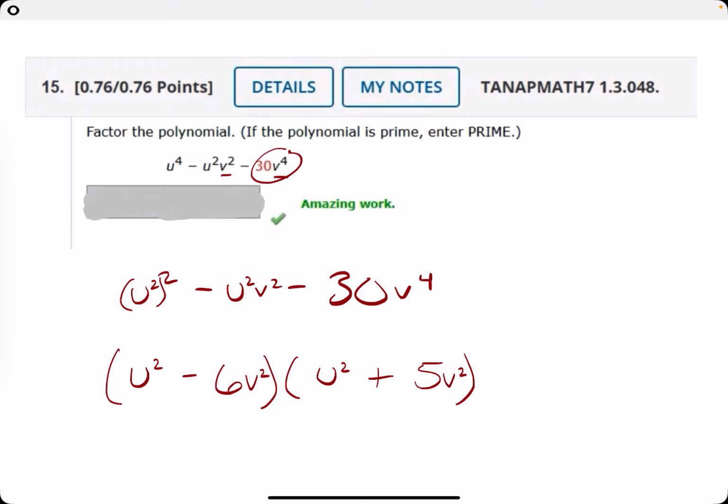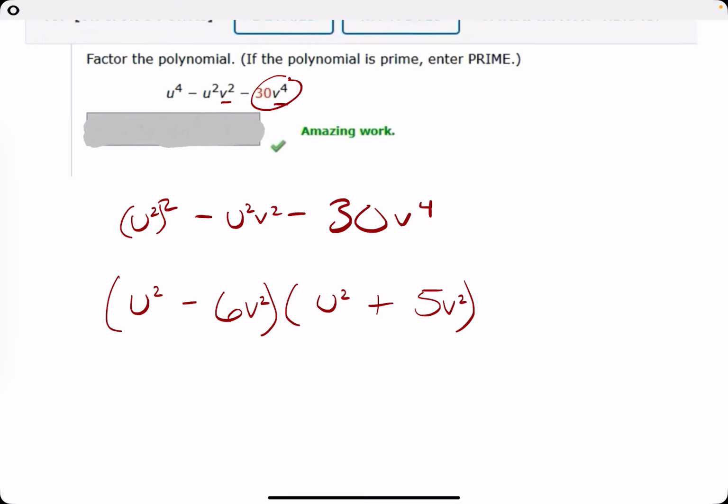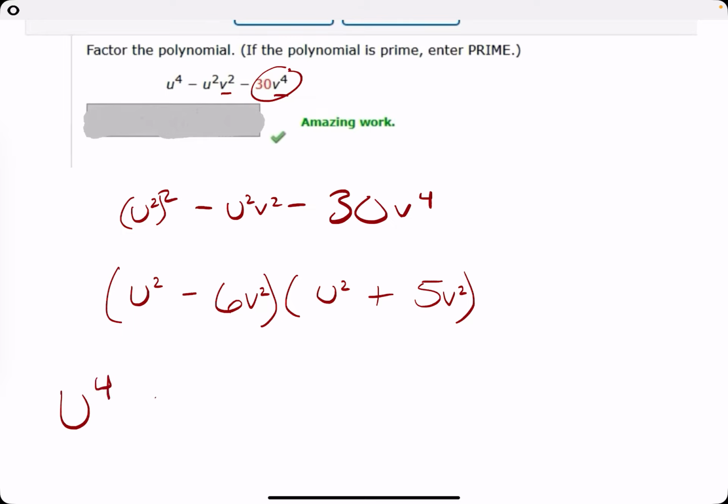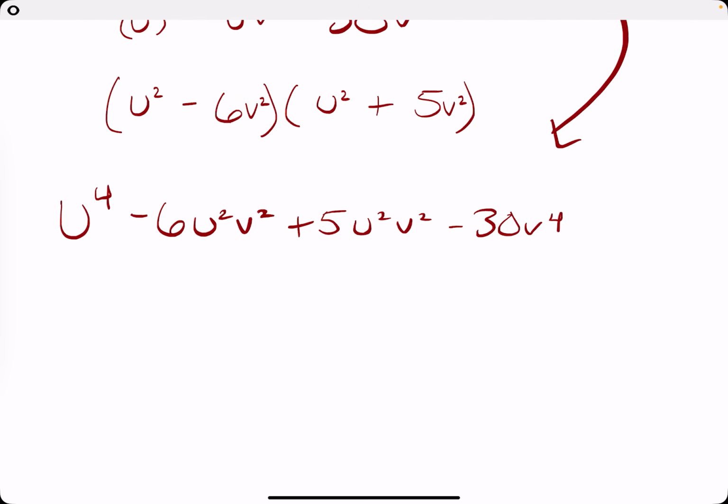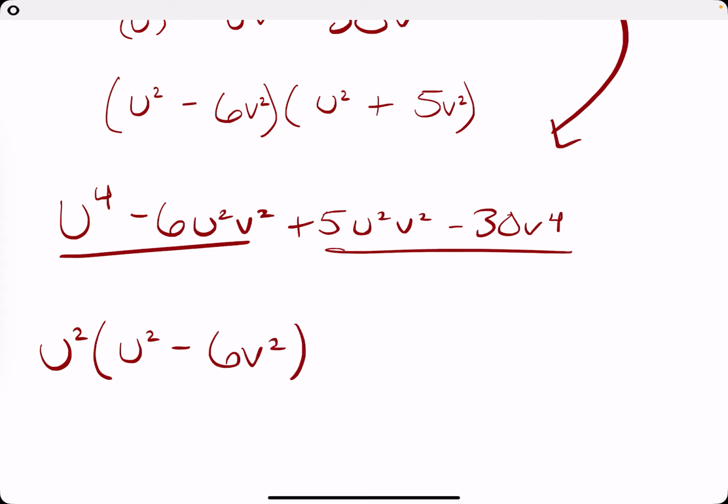Now, in terms of how they wanted you to do that, I have no clue. Maybe the route of figuring out negative 30 is the negative 6 and the 5. So you would have broken this up into negative 6 u squared v squared plus 5 u squared v squared, and then minus 30v to the fourth. If you can make that jump from here to here, then it's just a GCF thing because you're factoring by grouping. So first pair here, GCF would be u squared. That would leave us with u squared minus 6v squared.